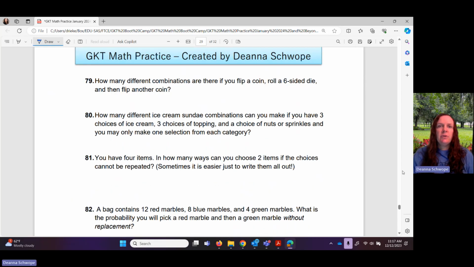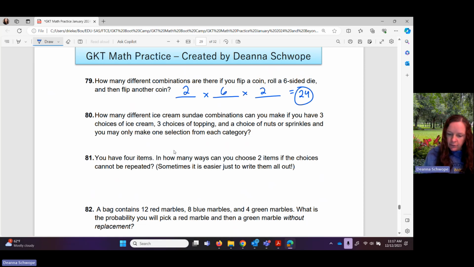All right, 79. How many different combinations are there if you flip a coin, roll a 6-sided die, and then flip another coin? So this is the counting principle. Basically, you're multiplying how many choices for the first times how many choices for the second times how many choices for the third and so forth if there were more. If you flip a coin, there are 2 choices. If you roll a 6-sided die, there are 6. If you flip another coin, there are 2. If you multiply those, there are 24 different combinations.